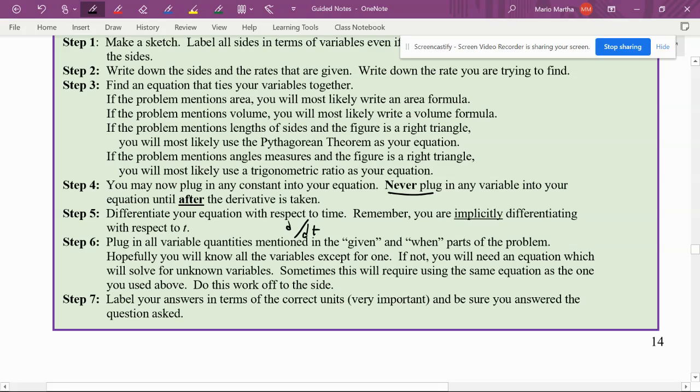So plug in the variable quantities mentioned in the given and when parts of the problem. Hopefully you will know all the variables except for one. If not, you will need an equation, which we will solve for unknown variables. Sometimes this will require using the same equation as the one you used above. Do this work off to the side. So label your answers in terms of the correct units, very important, and be sure you answer the question asked.